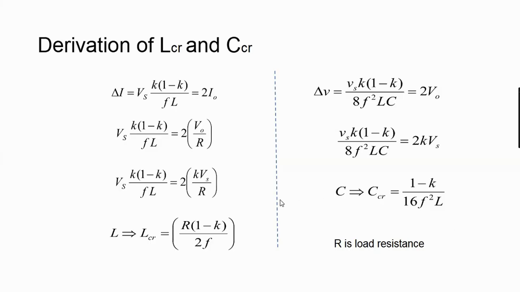So in this video, we have seen the operation of the buck converter in 2 modes, and we have drawn the waveforms for the 2 modes. We derived the expressions for the average output voltage, ripple current, ripple voltage, and L and C values. Then we also derived the expressions for the critical value of inductor and capacitor.